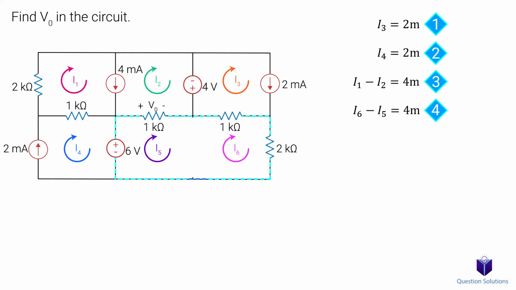So assuming we have a current going clockwise, we have 1K times I5 minus I2, 1K times I6 minus I3, 2K times I6, and negative 6 volts.